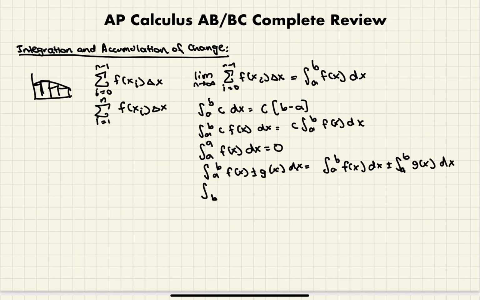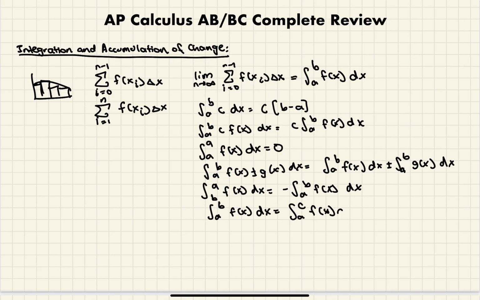The integral from b to a of f of x dx is equal to the negative integral from a to b of f of x dx. And then the last one, the integral from a to b of f of x dx is equal to the integral from a to c of f of x dx plus the integral from c to b of f of x dx. So basically, if c is a point between a and b, you can split it up into different intervals.